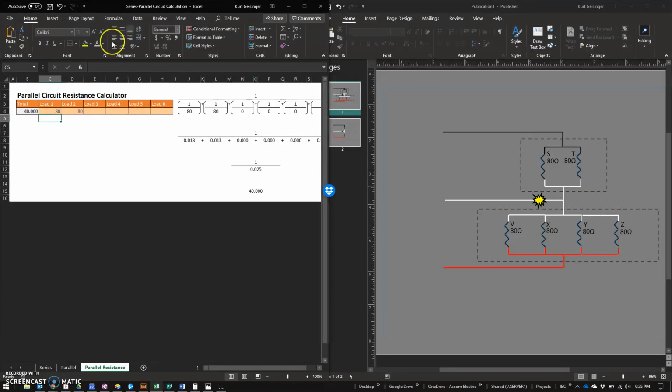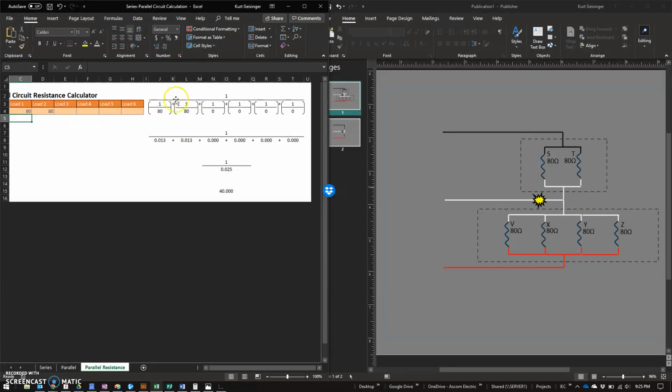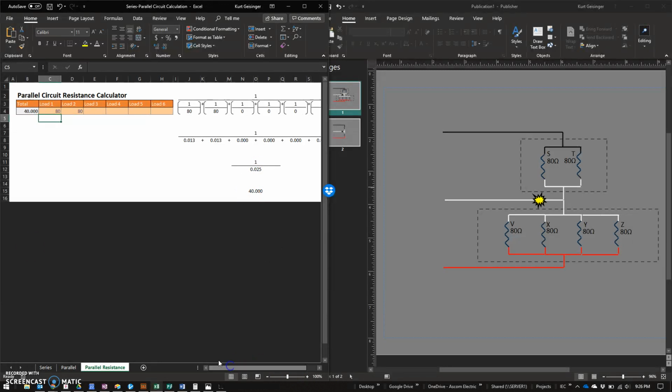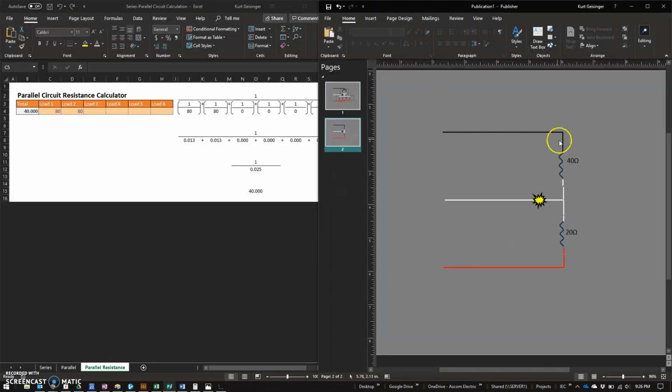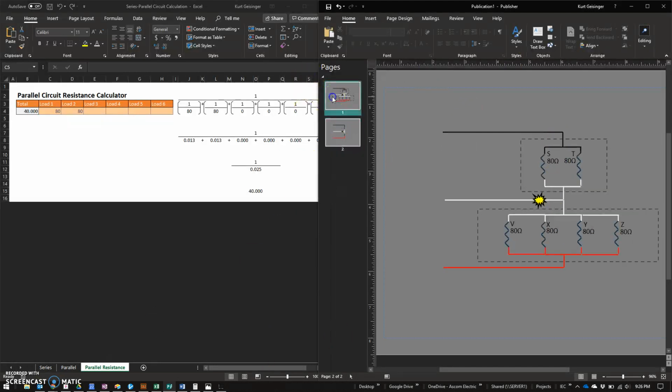So we have 2 elements, each with 80 ohms. You can see they do the big resistance calculation here, which boils down to this, one more step to that, ultimately comes to 40 ohms. Okay, so what we'll do, and when we're done with this, it's going to boil down to a series circuit like this.